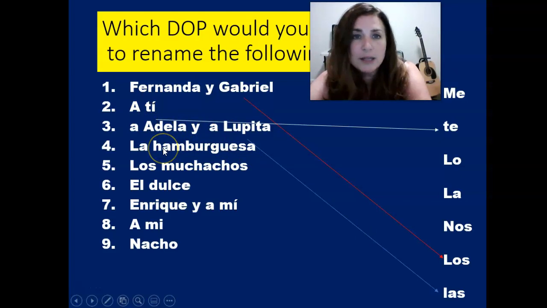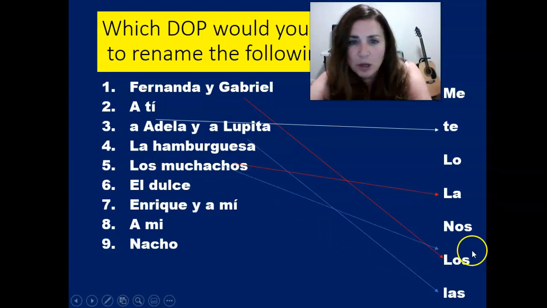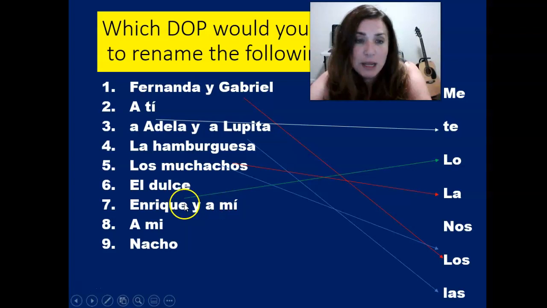So the hamburger, let's say I cook it, the hamburger. It's feminine, so we're going to go with la. I guess the lines are a little bit off when I play the PowerPoint on here. So then los muchachos is going to be los. The candy starts with L, so it's masculine. What would that be? Lo. Enrique and me.